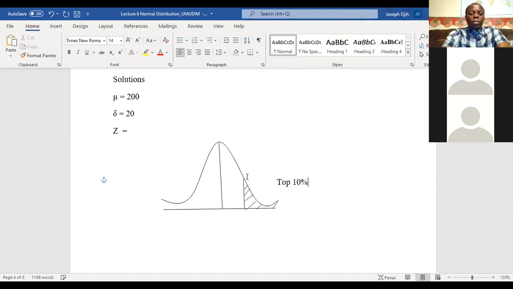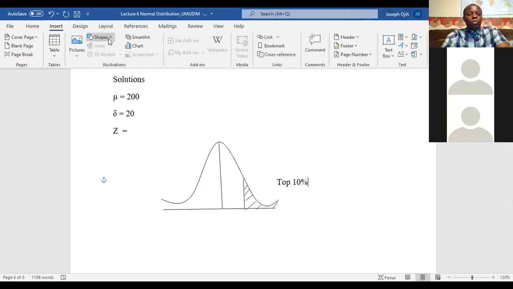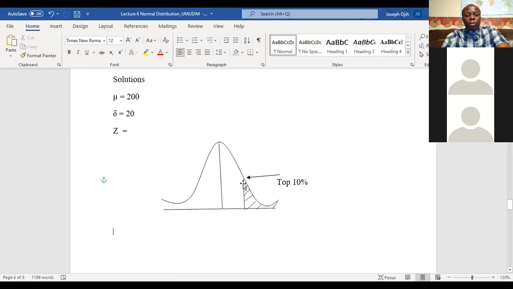Now in this case, they gave you the probability as 10%, the top 10%. So we need to go backwards. The top 10% starts from here. This is the cutoff point right here. See? This line is the cutoff point. You have to score above it to qualify. Now, let us find the Z for this top 10%.